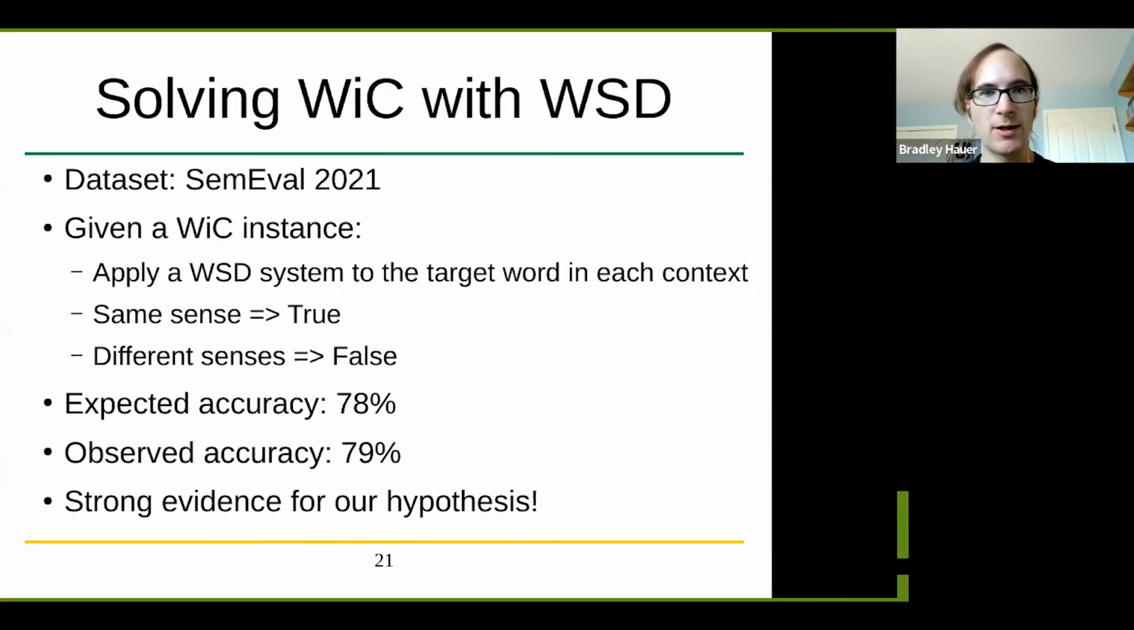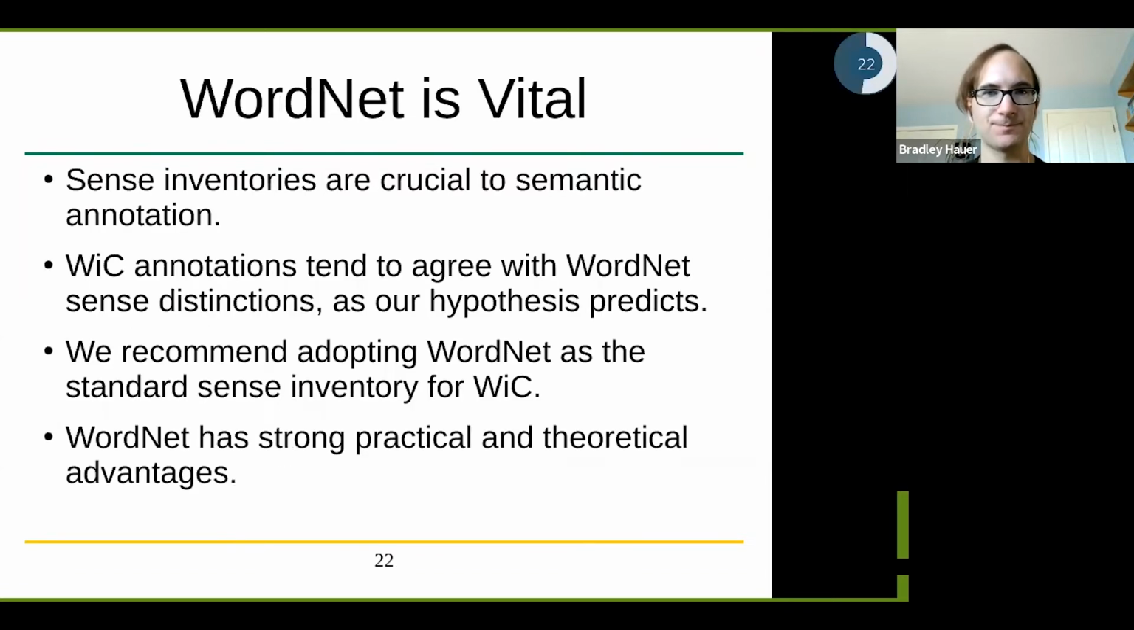Let's go in the other direction. So we use the WIC dataset from the SemEval 2021 shared task. Given a WIC instance, we apply a WSD system to the target word in each context. If the WSD system assigns the same sense to each instance, we return true, otherwise false. Again, based on a theoretical analysis, we expect to see an accuracy of about 78%, just based on how accurate our WSD system is. And in practice, we observe very close to that, actually slightly higher, at 79%. So again, we interpret this as very strong evidence for our hypothesis. We're getting almost exactly the result that our hypothesis would predict.